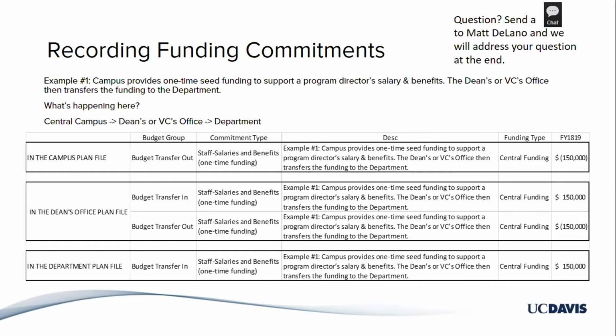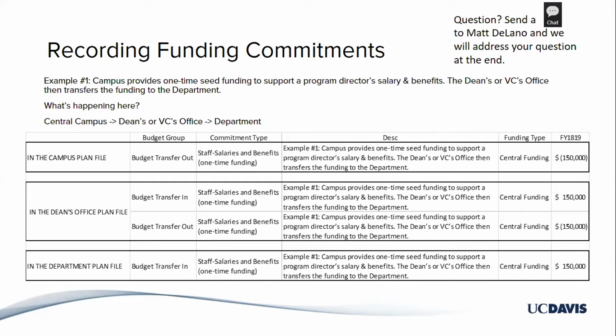So this first example is campus provides one-time seed funding to support a program director's salary and benefits. The dean's or vice chancellor's office then transfers the funding to the department. So in a nutshell, what's happening here is central campus is giving funds to the dean's office, and then the dean's office is then passing those funds along to the department. So these 3 different boxes here below are the plan files in the campus, the dean's office, and the department.